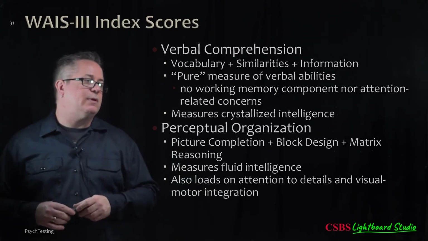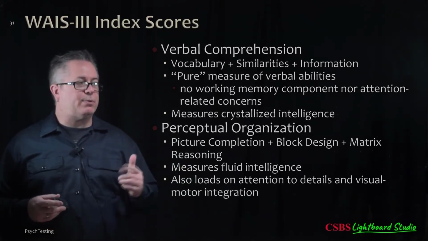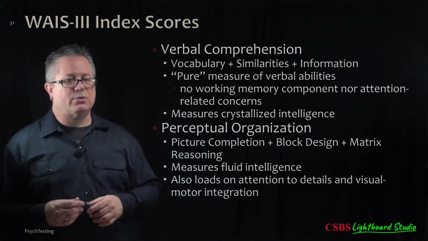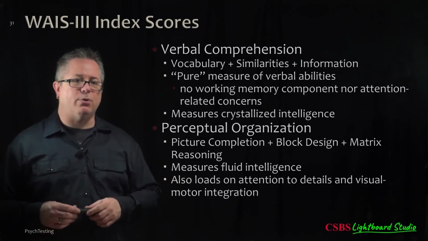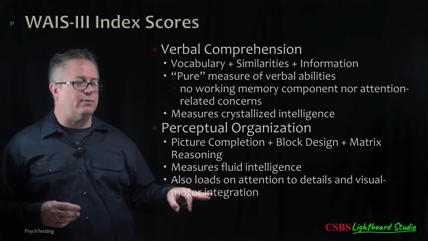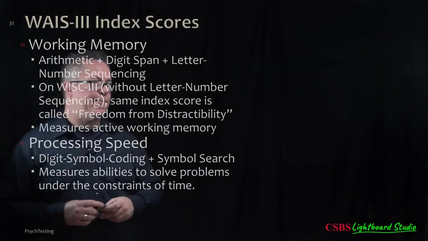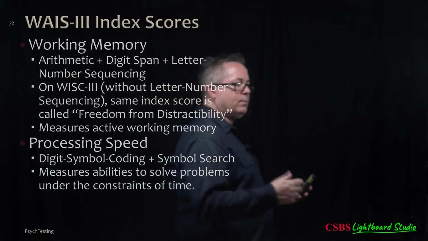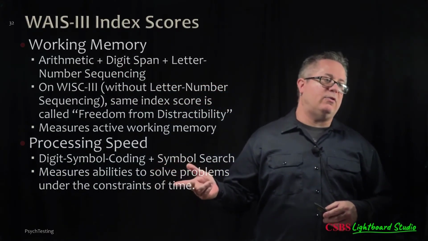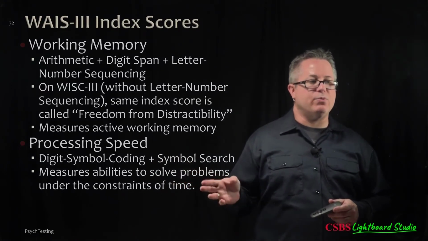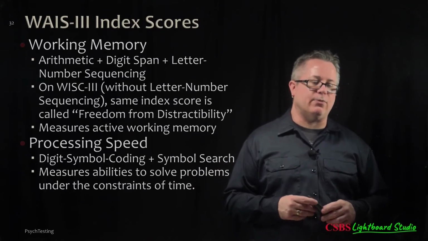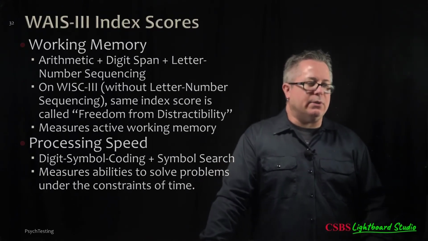So it's more crystallized. Perceptual organization is picture completion plus block design plus matrix reasoning, and this really measures fluid intelligence. It also loads on attention to detail and visual and motor integration. So it gives you an indication of all kinds of information about the respondent. Then you have working memory. It's more or less straightforward. You've got arithmetic, digit span, and letter-number sequencing. On the WAIS-III, without letter-number sequencing, the same index score is called freedom from distractibility, which is why I mentioned it here. So it's similar.